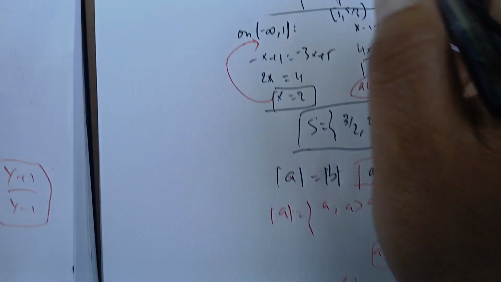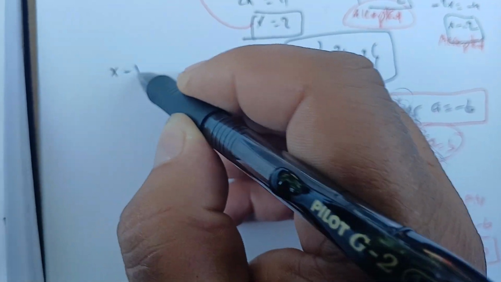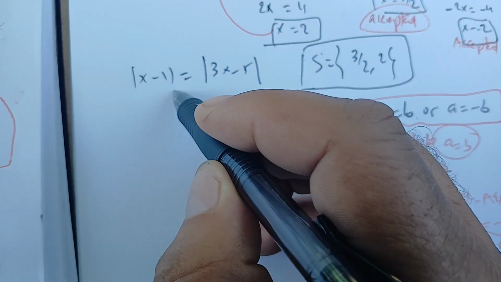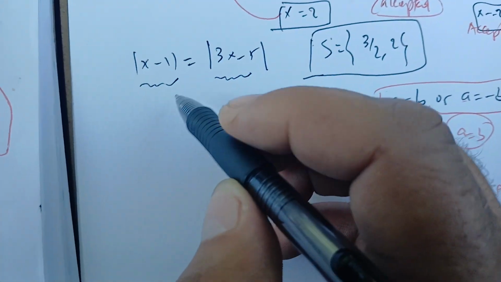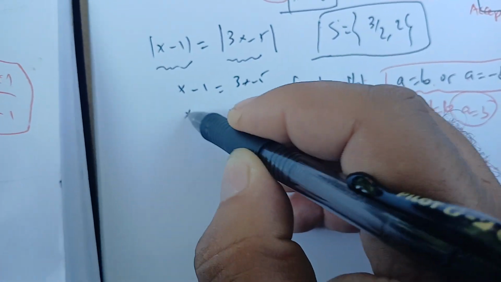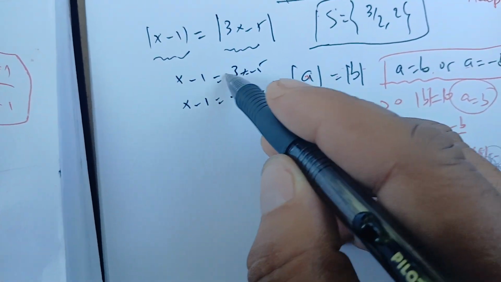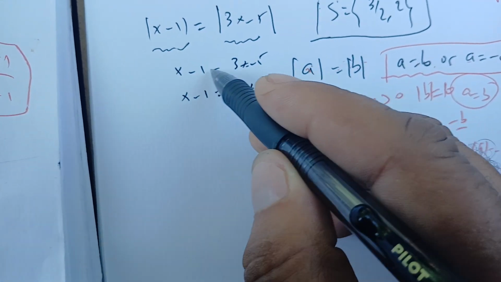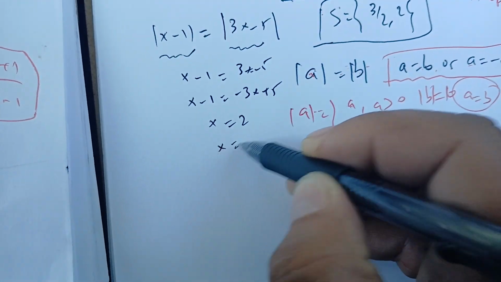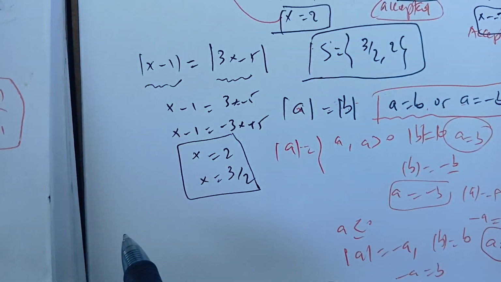That's what we're going to do here. Okay, so we have x minus 1 in absolute value is 3x minus 5. So think of this one as A and this one as B. So this means that either x minus 1 is 3x minus 5 or x minus 1 is minus 3x plus 5. I had the minus here. Now solving this equation here, we get x is 2. Solving this one, we get x is 3/2. We get the same solutions.